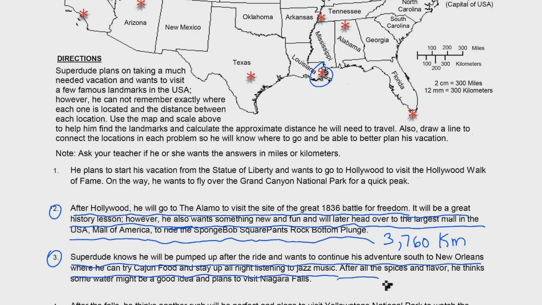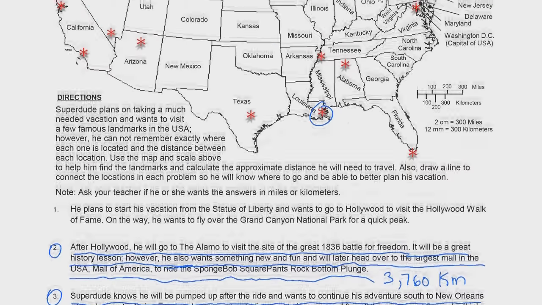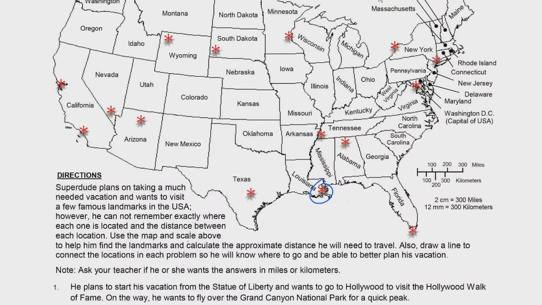After all the spices and flavor, he thinks some water might be a good idea and plans to visit Niagara Falls. Niagara Falls is located near Buffalo, New York, which is, well, there's New York, so Buffalo, New York's right around there, and it's located near there. And Niagara Falls is one of the most famous waterfalls in the United States. Probably one of the most visited, too.